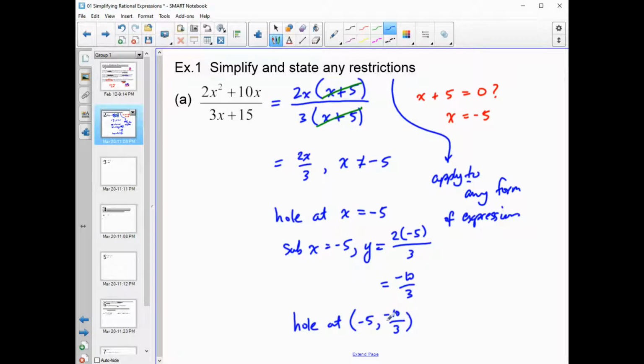And sometimes I will ask you for that. What are the coordinates of the hole? That means the x and y location. Other times you might just be asked, where is there a hole? And then it's sufficient to just say the hole occurs when x is equal to negative 5.